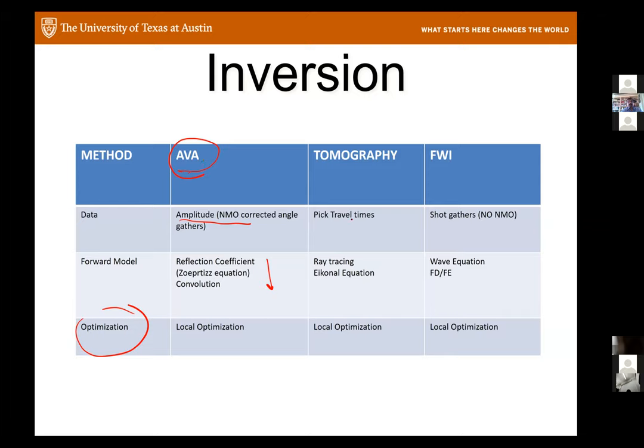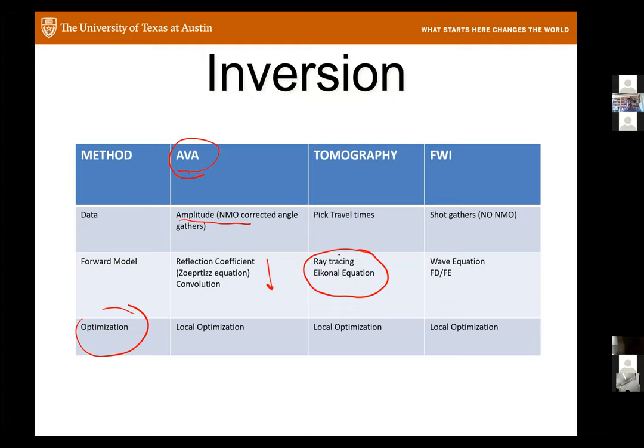Now, when we do this with picked travel times, then we use ray tracing, and this is based on eikonal equations. And then again, we do some kind of optimization to come up with a fit to the travel time, and that gives us velocity information. And remember the picture that I showed you earlier from Jon Claerbout's diagram, and you can now think about how this information fits into that particular diagram.